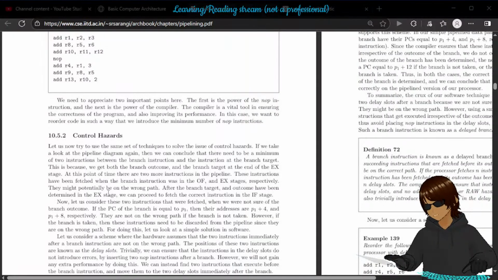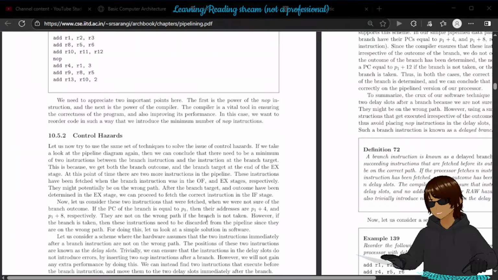They might potentially be on the wrong path after the branch target. The outcome has been determined at the execute stage, and we can proceed to fetch the correct instruction in the instruction fetch stage. Now let us consider these 2 instructions that were fetched when we were not sure of the branch outcome. If the PC of the branch is equal to P1, then their addresses are P1 plus 4 and P1 plus 8 respectively. They are not on the wrong path if the branch is not taken.